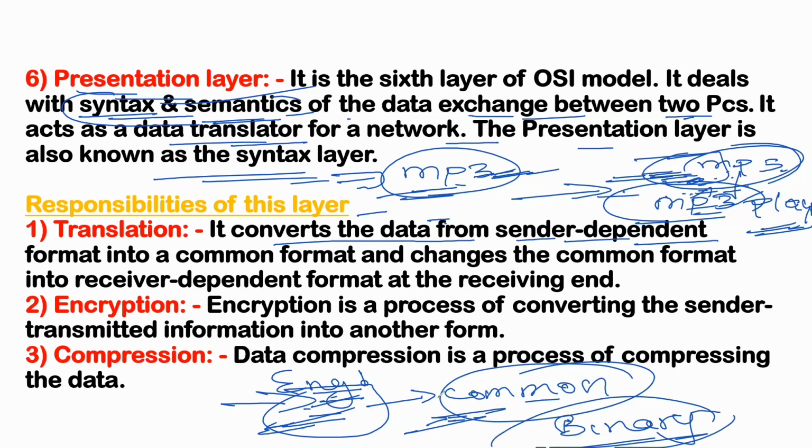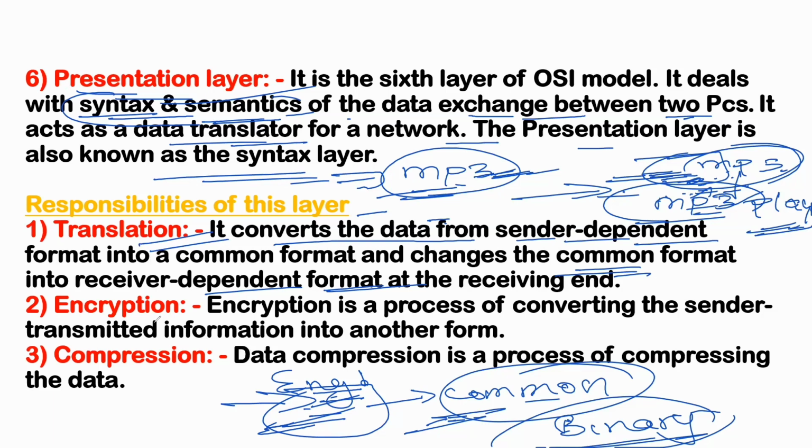So it will convert to binary and then send to the other PC. On the other side, it will receive the data in common format, meaning binary format. Then it will convert it into receiver dependent format, Hindi or English, whichever is used at the receiving end. So this is called translation.